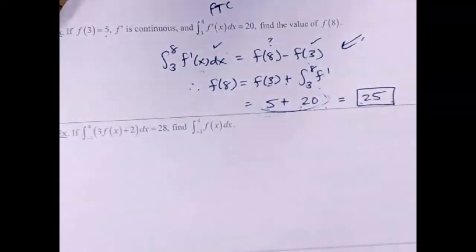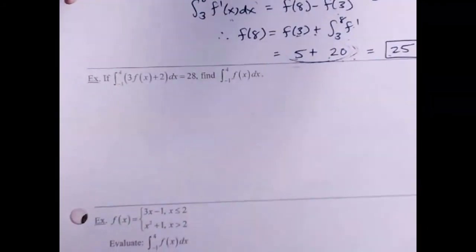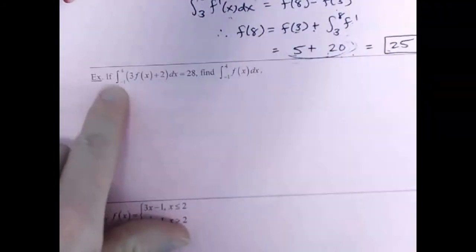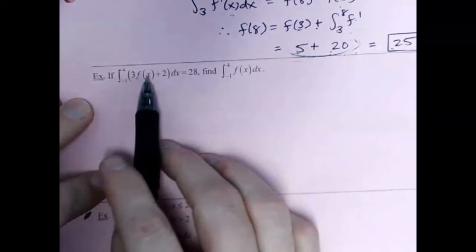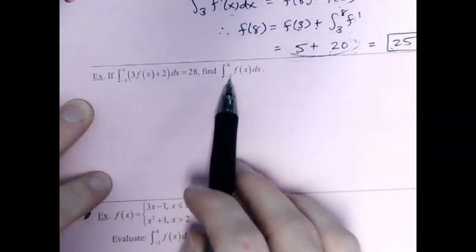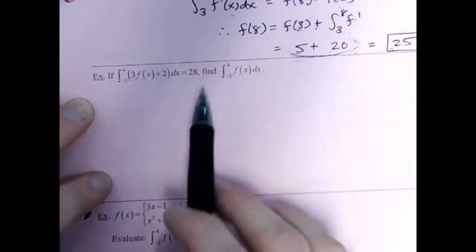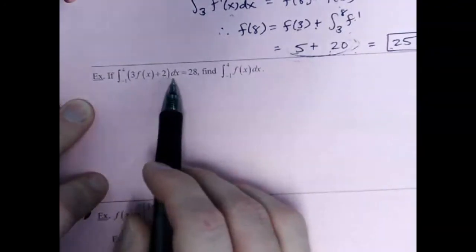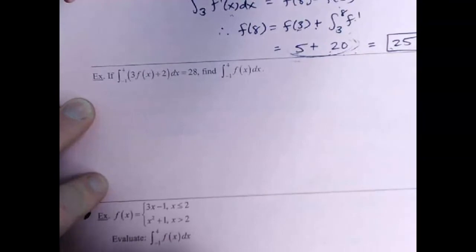All right, next one. Here we go. It says if the integration from -1 to 4 of 3f plus 2 equals 28, then find the integration from -1 to 4 of f. Now be careful. Do not subtract the 2 and then divide by 3. That's a trick. You're going to get it wrong.